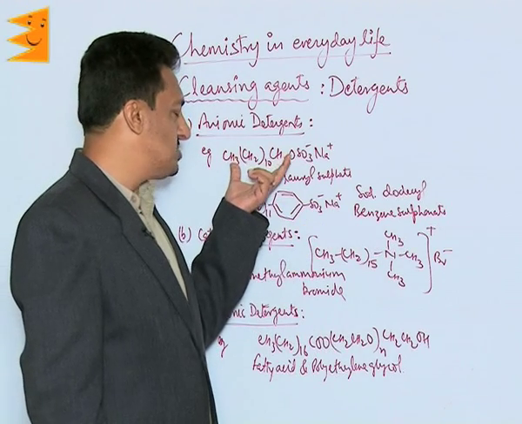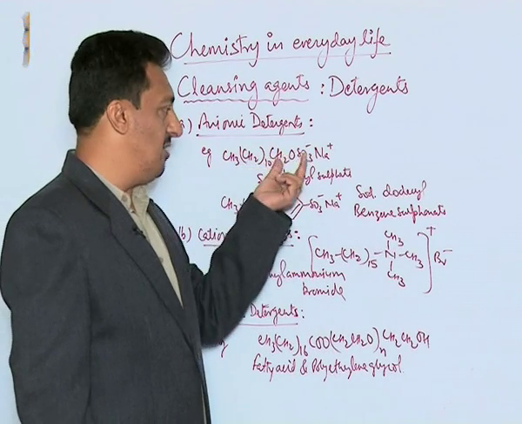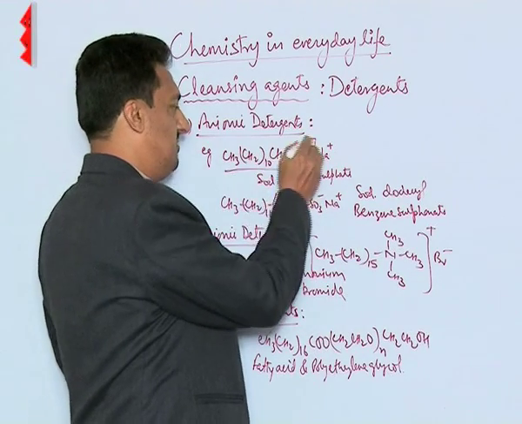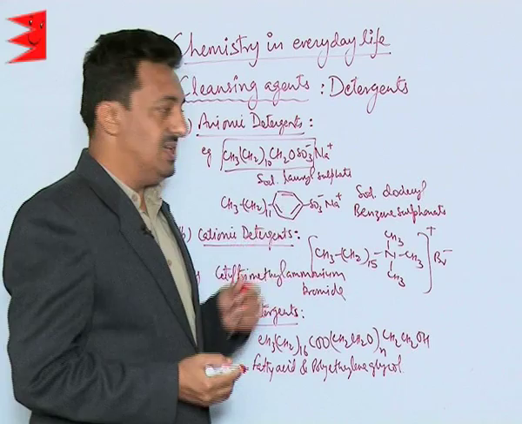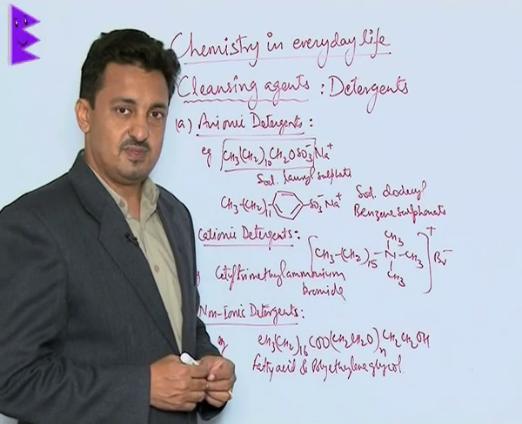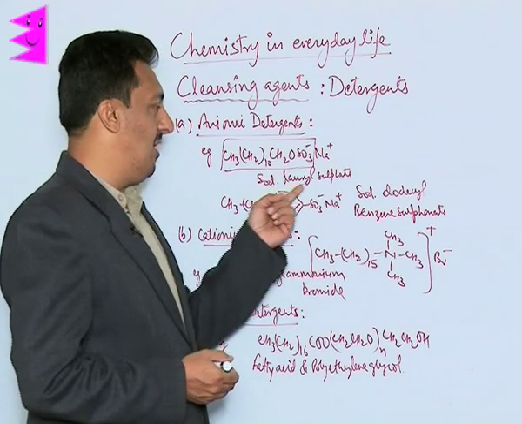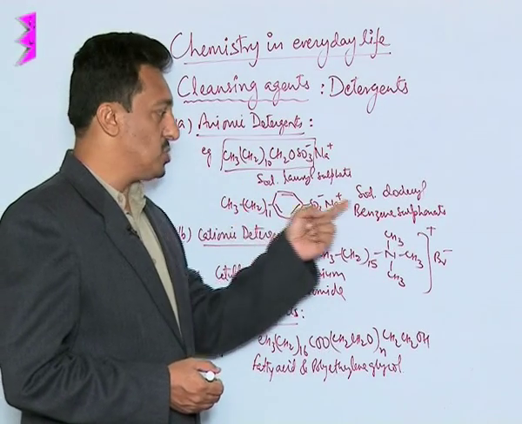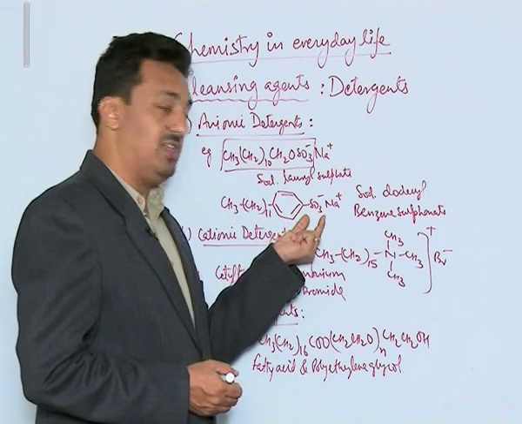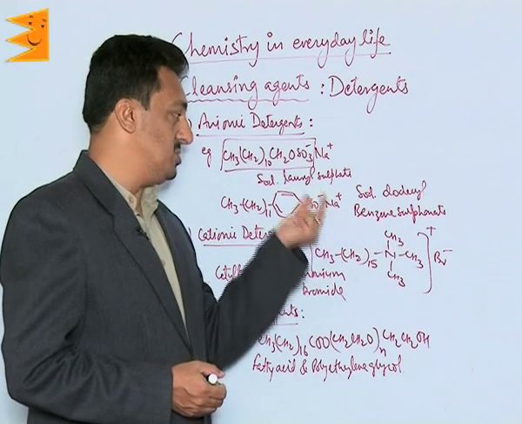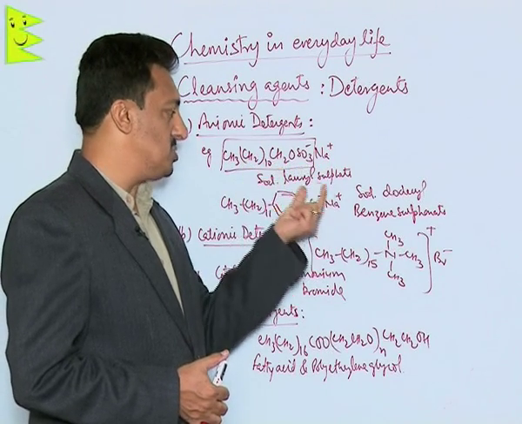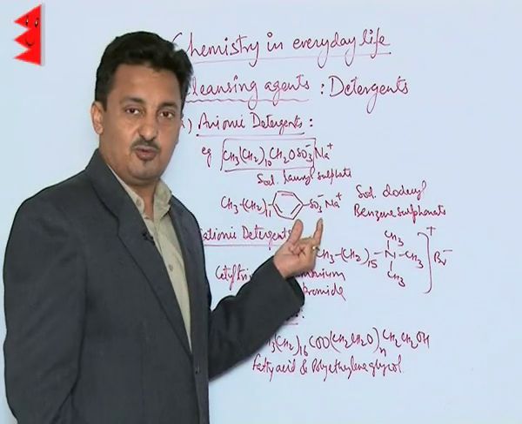They have a long carbon chain along with the sulfonic group, and the molecular species which leads to the formation of micelle is an anion. That is why these detergents are called anionic detergents. Examples are sodium lauryl sulfate or sodium dodecyl benzene sulfonate. This is a carbon chain with benzene sulfonic acid. So they are either sodium salts of hydrocarbon chain alkyl sulfonates, or sodium salts of alkyl benzene sulfonates.